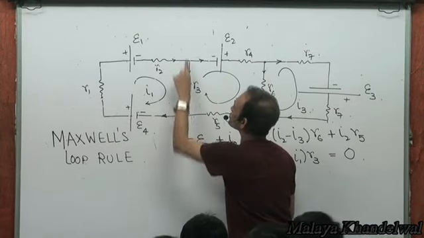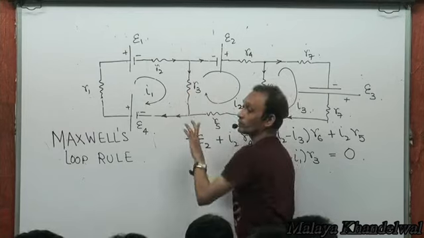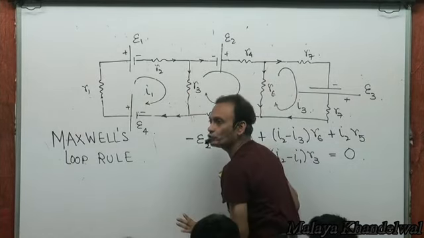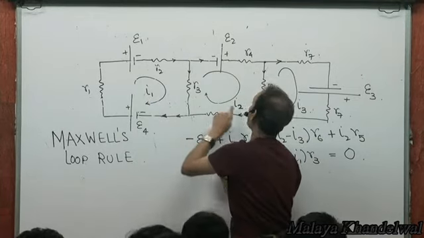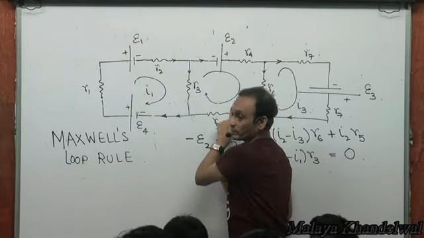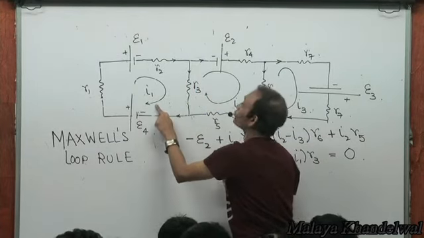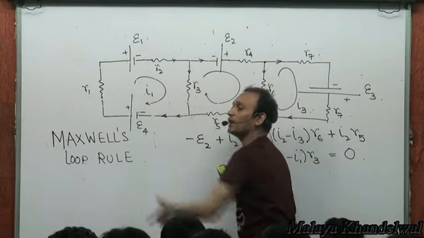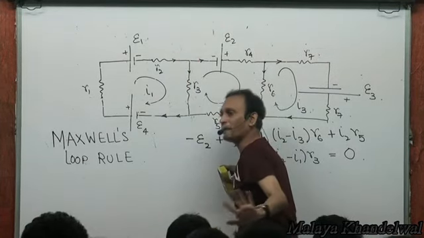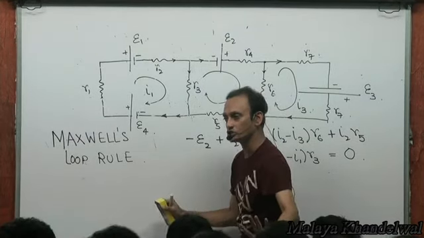Say, for example, in this branch there is I1 going this way and there is I2 going this way. Suppose I1 turns out to be greater than I2 when you solve. Suppose I1 turns out to be 5 amps and I2 turns out to be 3 amps. That means there must be 2 amps going this way. But suppose I2 turns out to be bigger than I1, then the net current flowing through R3 would be I2 minus I1 upwards. It'll all match. There is no inconsistency in this. Right?